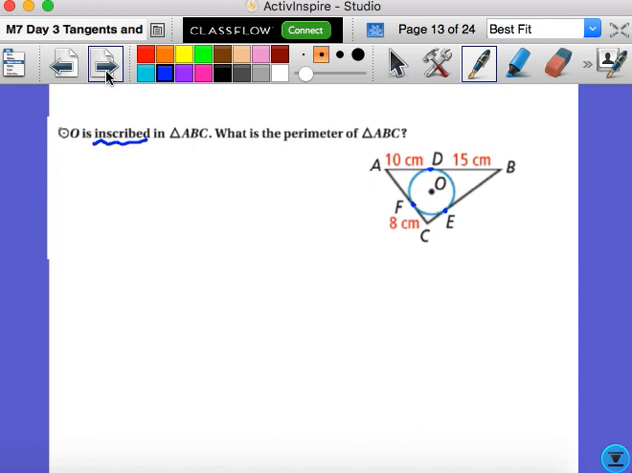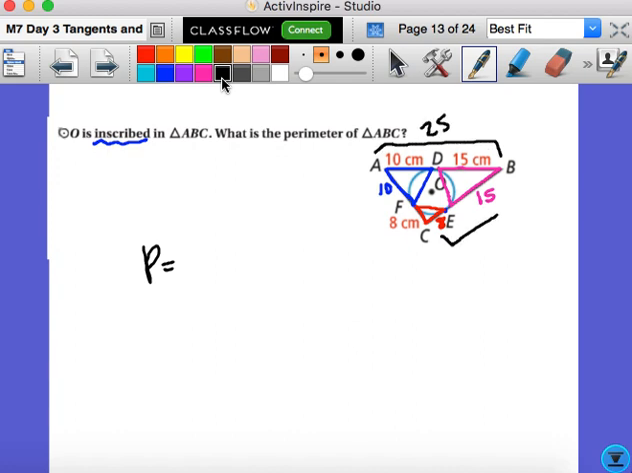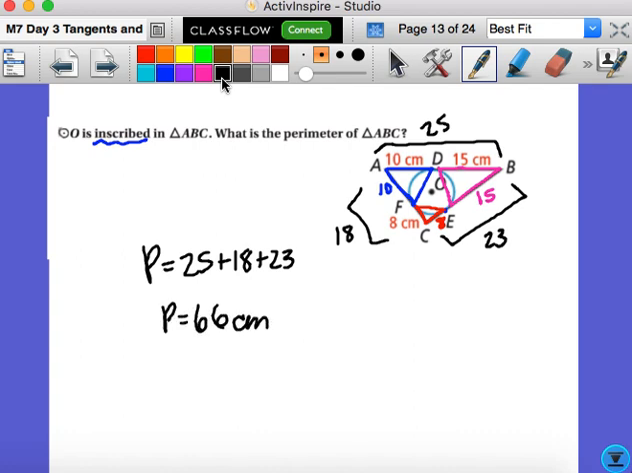So remember the hats, right? So we've got kind of a Santa hat here. So I know if that's 10, so is this. Same thing down here. I've got 8 for both sides of that. And last but not least, over here, I've got 15. So for my perimeter, I've got 25. 15 and 8 makes 23. 10 and 8 makes 18. So I'm going to say 25 plus 18 plus 23. So my perimeter is 66 centimeters.